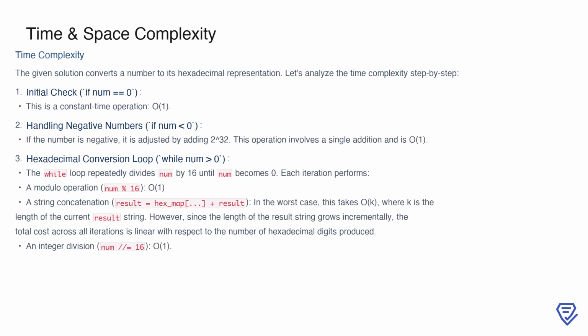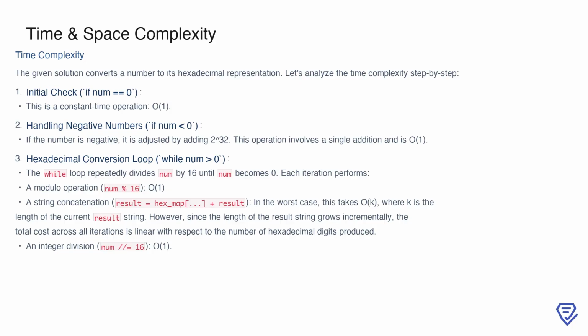Here, we analyze the time complexity of the solution step by step. First, the initial check to see if the number is 0 is a straightforward constant time operation, taking O(1). Next, if the number is negative, we adjust it by adding 2 to the power of 32. This involves a single addition operation, which is also O(1).